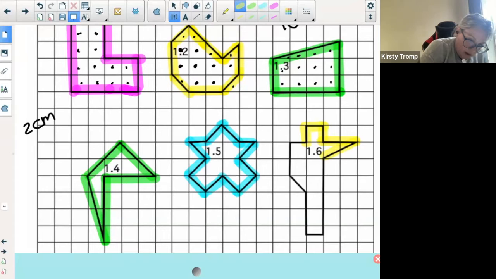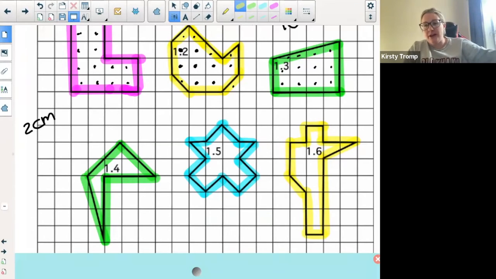Okay, the length of one of the squares is going to be 2 centimeters for this one. All right. I want you to go and try those for me. I'm going to give you 3 minutes to go do those ones. 3 minutes.